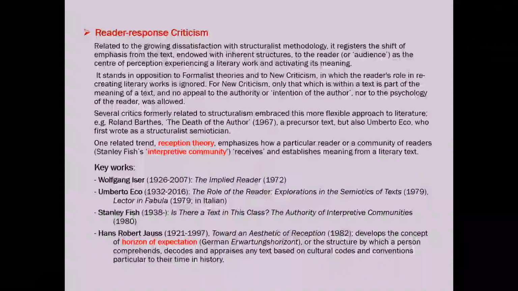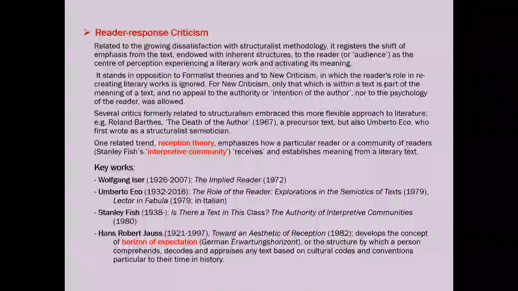And one of the key names there are two, in fact. There's Wolfgang Iser, so you recognize two German names. Wolfgang Iser, The Implied Reader, 1972, and also Hans-Robert Jauss, who wrote about aesthetics of reception. And what he does in particular is to develop a concept, which in German is called Erwartungshorizont, or horizon of expectation, to designate the structure by which a person comprehends, decodes, and appraises any text based on the cultural codes and conventions particular to their time in history.